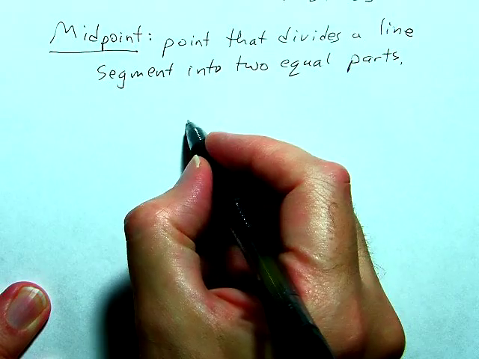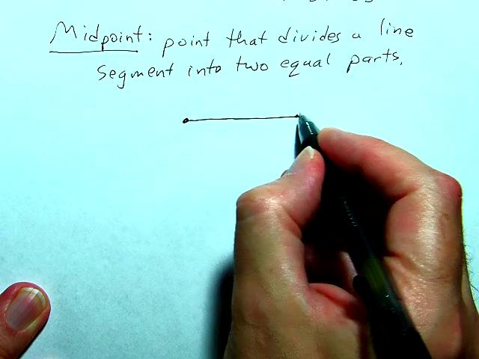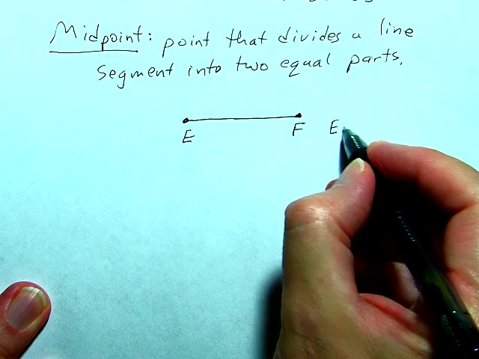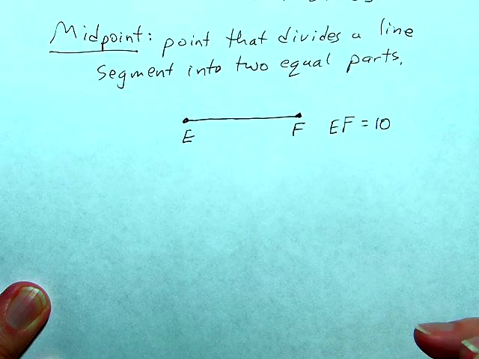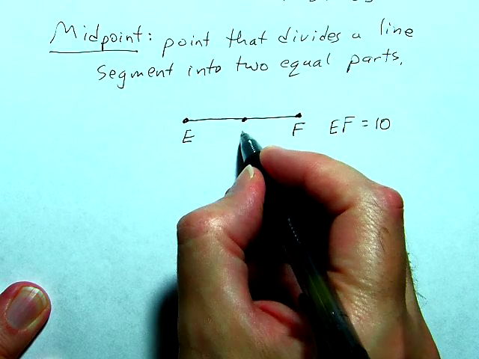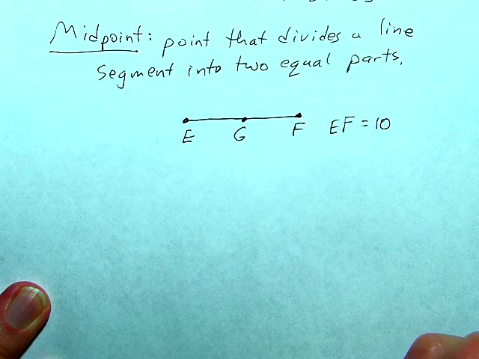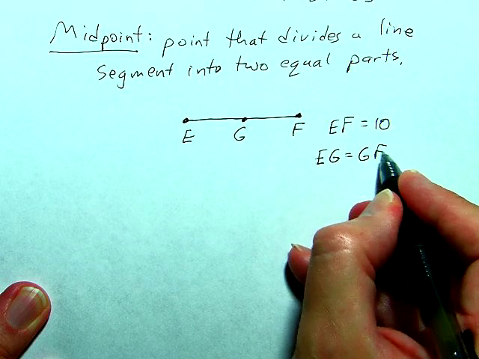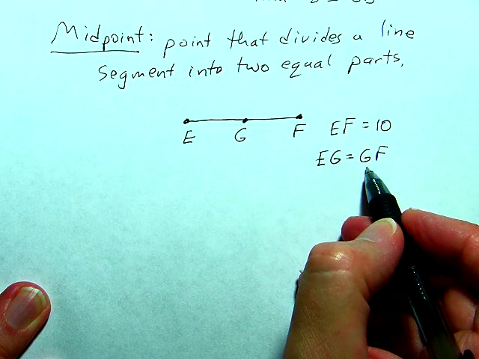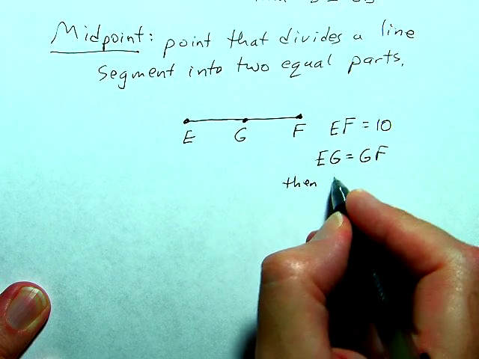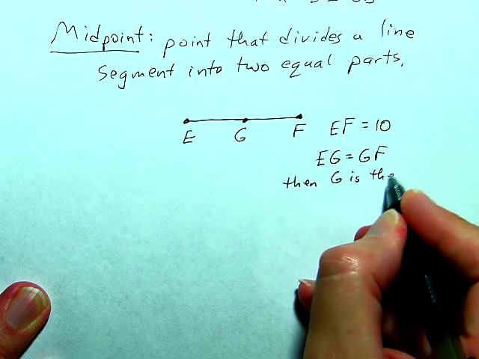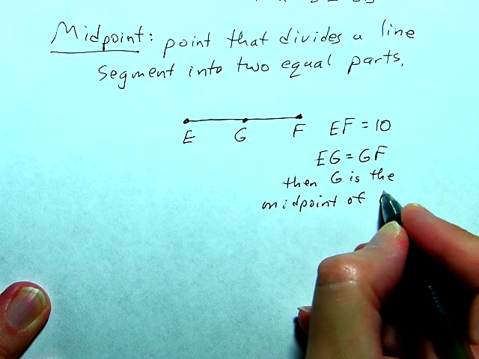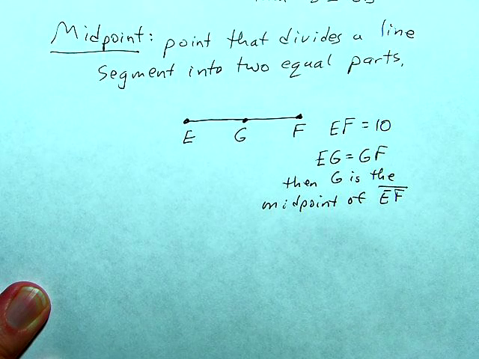So for example, if I have the line segment EF, and let's say that the measure of EF equals 10. If I have a point G between E and F, and if EG equals GF, meaning the measure of EG is the same as the measure of GF, then G is the midpoint of line segment EF, written like that.